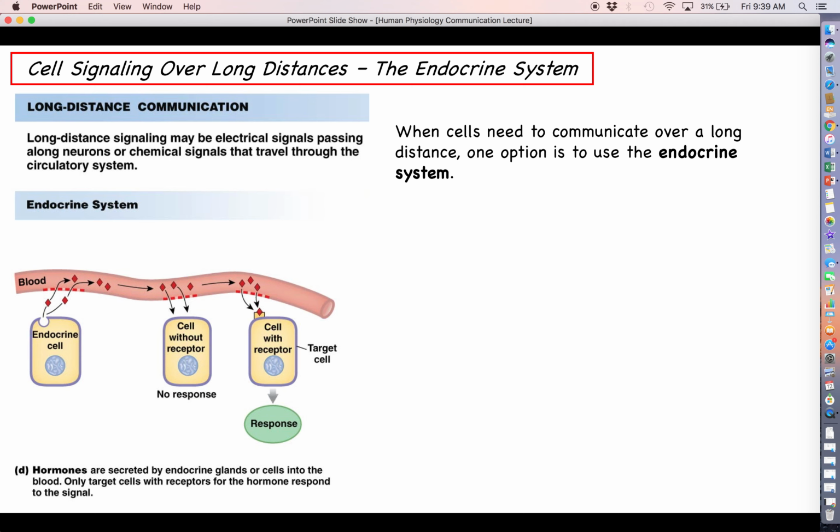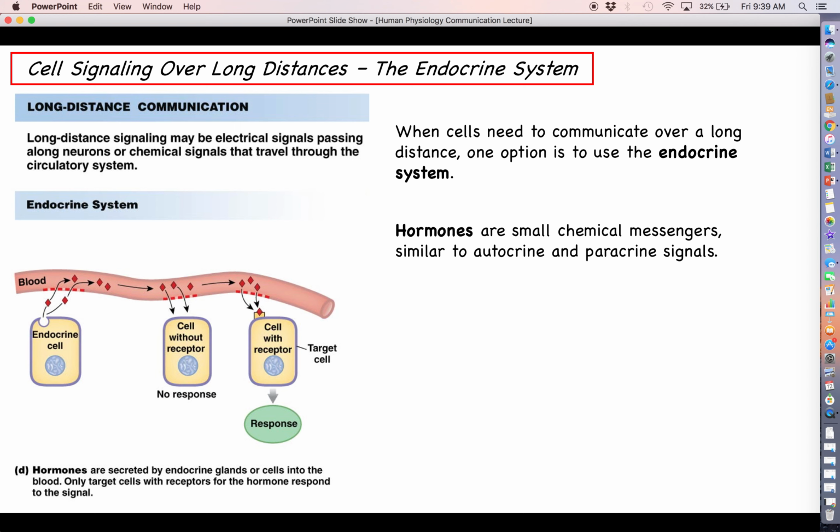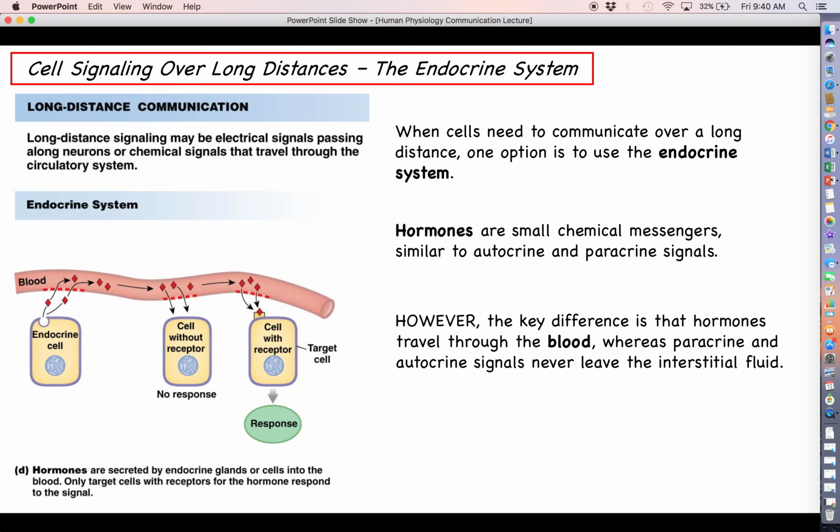The first that we're going to discuss is by using the endocrine system. So the endocrine system is going to involve specific chemical messenger molecules called hormones. Hormones are somewhat similar to autocrine and paracrine signals. They can be the exact same type of molecule. The difference is that a hormone is going to utilize the bloodstream to carry it throughout the body, whereas paracrine and autocrine signals never left the interstitial fluid. There was no need for them to leave the interstitial fluid because they were traveling over a very short distance.